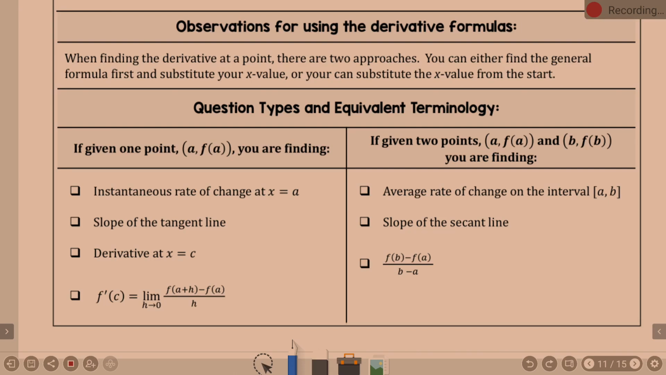If you're given 2 points, well then we're actually doing normal slope, right? So we're doing average rate of change, or in other words, we're doing AROC. Over here it was IROC. In order to do AROC, it's just slope of the secant line, and so that's how you've been doing slope for years. F of b minus f of a over b minus a.